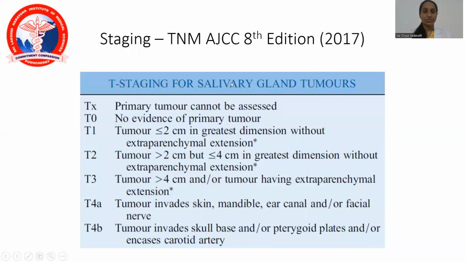So the salivary gland tumors, just like all other malignancies in the body, are staged according to the TNM classification by the AJCC. This here is the 8th edition, which is the latest edition of AJCC classification of tumors. According to this, the tumor is classified based on the tumor size, lymph node status, and metastatic status. The T classification is as follows. T1 is tumors less than 2 centimeters in greatest dimension without extraparenchymal extension. T2 are tumors which are more than 2 centimeters but less than or equal to 4 centimeters without extraparenchymal extension. If there is extraparenchymal extension or the size of the tumor is more than 4 centimeters, they're called T3.